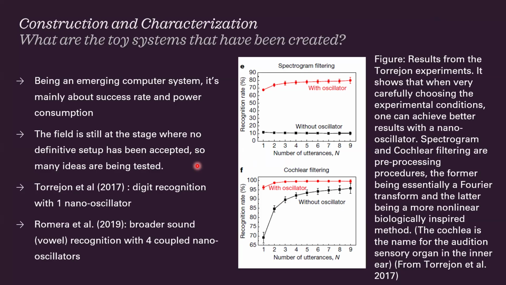So the two diagrams here show what happens with different kinds of filtering or pre-processing. Spectrogram is basically a Fourier transform, and cochlear is the cochlea, the sensory organ in the inner ear of the biology, but it's essentially a more nonlinear approach. I won't go into detail just now. But it does help. This is the results without the oscillator layer.